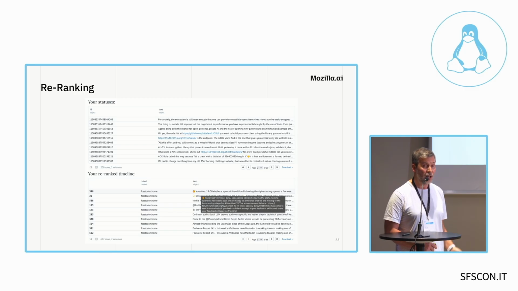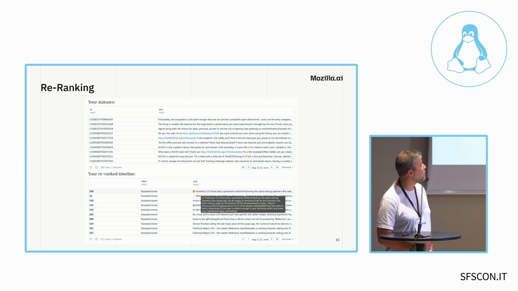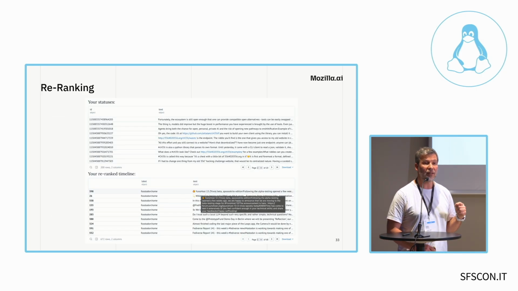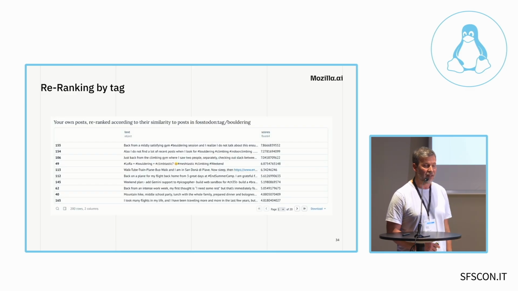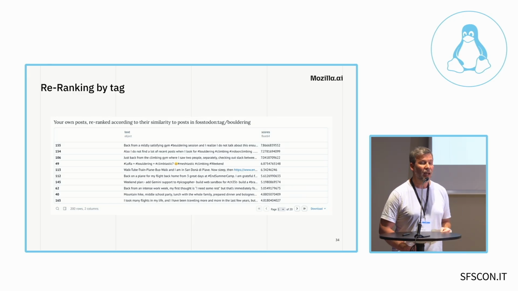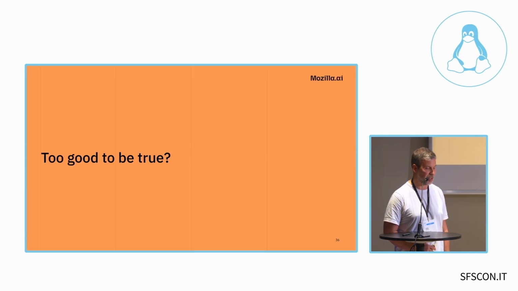These are my posts, and you can end up with a timeline that is re-ranked depending on what you wrote, or what you liked, or what you boosted, or it's something that comes from a tag. This is tag bouldering, and I'm using this to re-rank my own posts to show you the posts that I wrote that are mostly related to bouldering. And you can apply it to any other timeline, even ones that are not there. And I know I'm short on time, so I'm going to skip the re-ranking, and I'm going to tell you in terms of how it works.